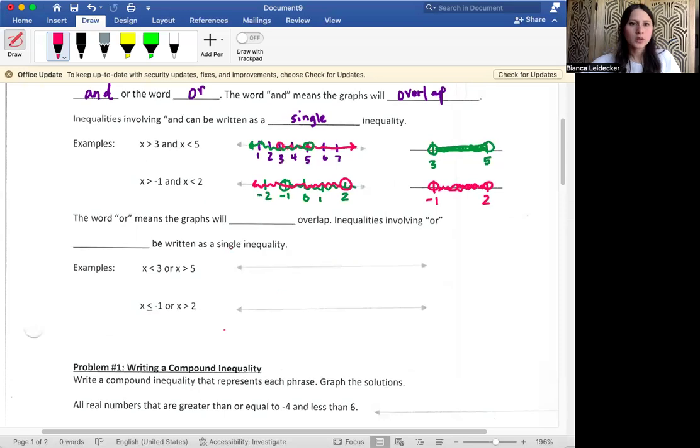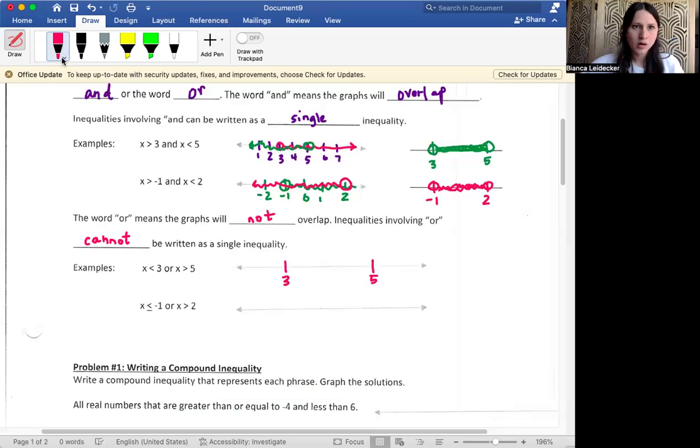Okay, the word or means the graph will not overlap. So it's either or. Inequalities involving or cannot be written as a single inequality. So looking at this, they will not have anything in common. X is less than 3 or x is greater than 5.